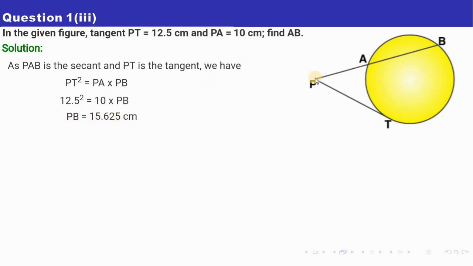So PB means this full length, right? Okay, so we are asked to find AB. So AB can be written as PB, and out of PB you remove AP, that is minus AP. Okay, so you have AB equals PB minus AP or PA. Put the values. Okay, so your answer turns out to be 5.625 centimeter. So you may pause the video to note down.